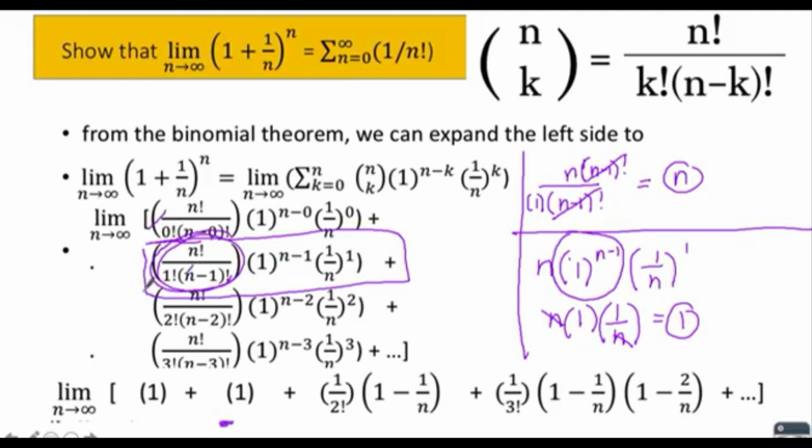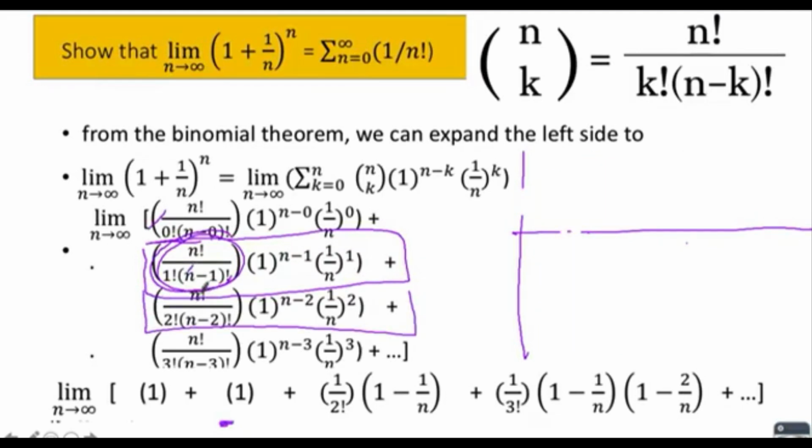The next part we are going to evaluate: what is the value of n factorial over 2 factorial times n minus 2 factorial? Again, the same technique we are going to use. We just evaluate n factorial as n times n minus 1 times n minus 2, but stop at n minus 2 and then put the factorial sign. That way we'll be able to cancel out the quantity of n minus 2 factorial. So we are left with n times n minus 1 all over 2 factorial.